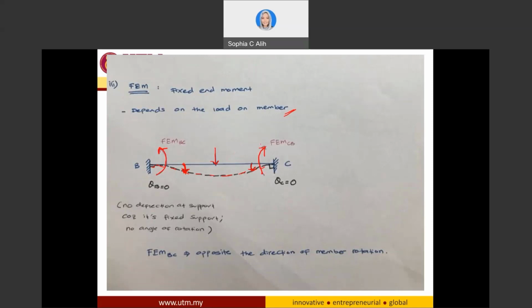So I have this one to be negative and this one to be positive. Be very careful in terms of the direction because you need to put exactly a negative or positive in your calculation. Otherwise, if you do not put the notation here based on the direction of the fixed end moment, then your calculation is going to be wrong.